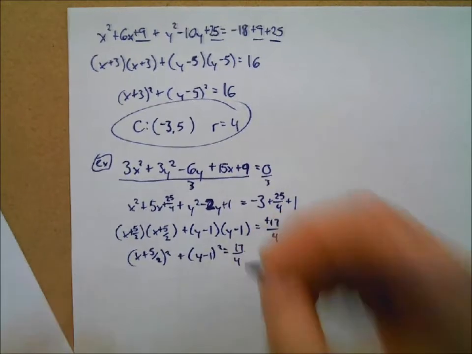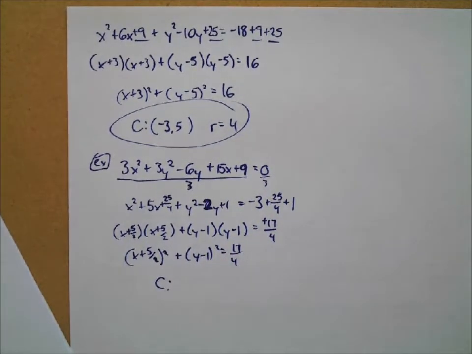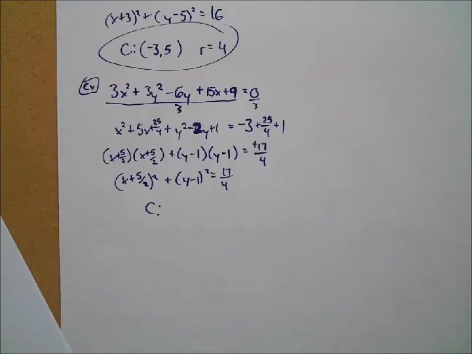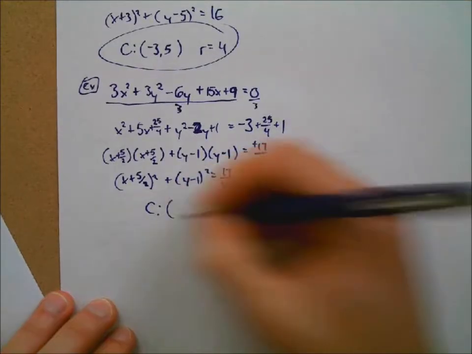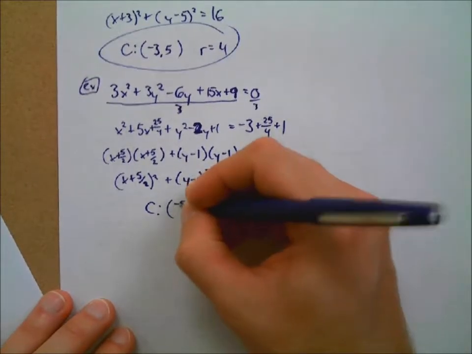Okay, so our center, let's go to Bella K. You're up again, Bella K. What's the center here then? Okay, so negative 5 halves, yes, and positive 1. There you go. That's right.